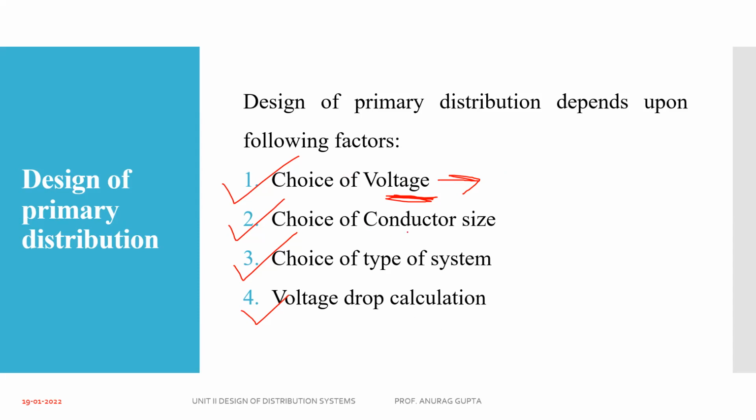Clear? Number 2, the choice of conductor size. I have already discussed this topic in Kelvin's law, if you remember. So Kelvin's law is the rule to find the conductor size, or we can say the optimal area.